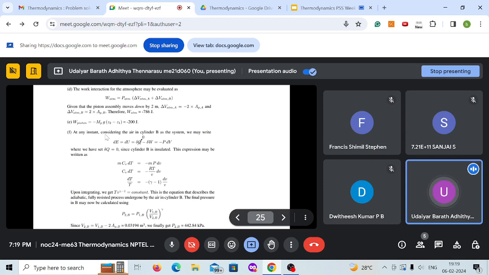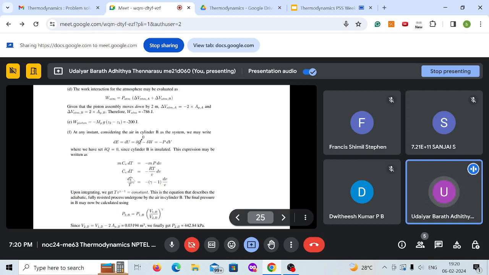So at any instant, considering the air in cylinder B as a system, for cylinder B you are applying the first law. For any process, your Q is 0 because it's insulated. That's what is given in the problem. So your change in internal energy will be equal to the work done on the system. Work done we can find out by minus P dV, and dU is nothing but m Cv delta T.